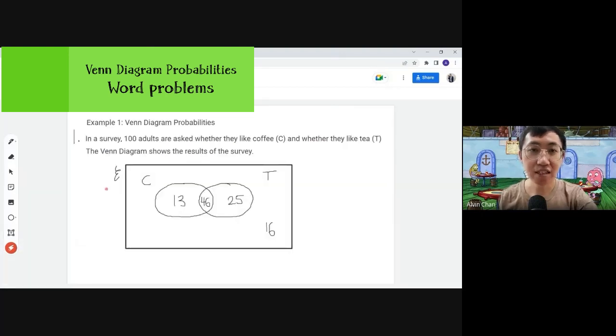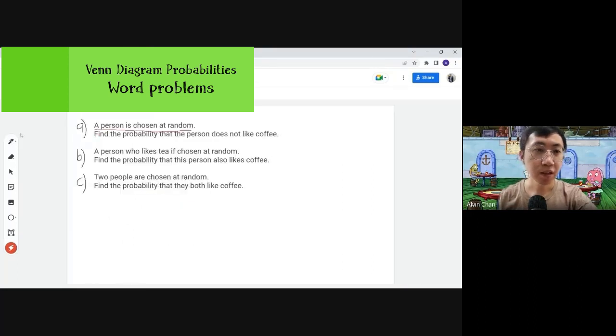Now, looking at the sets and Venn diagram, how many people don't like coffee? That means 25 plus 16. Okay, so 25 plus 16, that is going to be 41. So how to show your working? Not like coffee, 41/100. Remember to choose the outside person also because they don't like coffee as well.